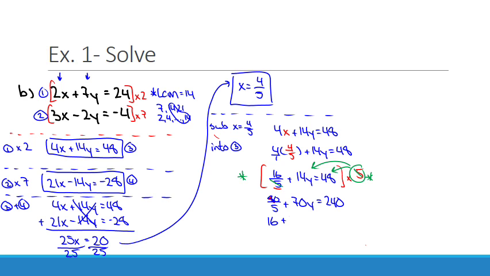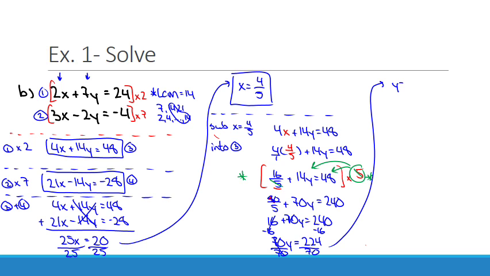So 16 plus 70y equals 240. And now I'm just going to solve for this y. So subtract 16, subtract 16. Looks like it's going to be another fraction. 30, so 224. Divide by 70. Divide by 70. Y equals, so that reduces to 112 over 35.